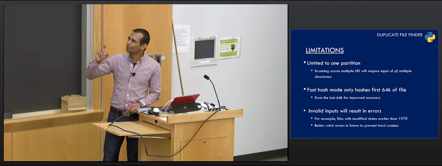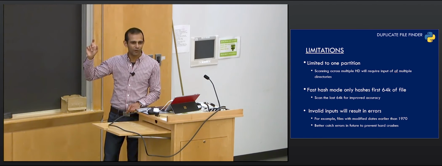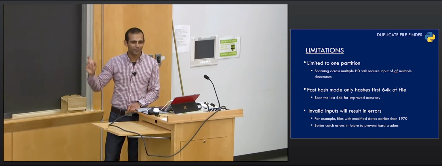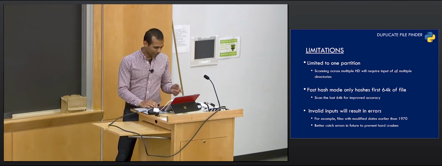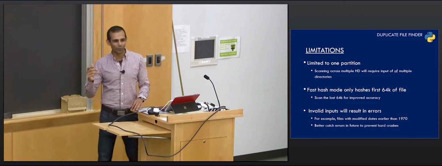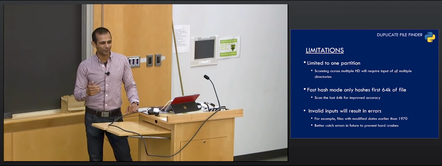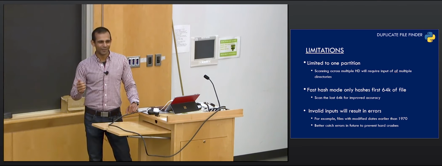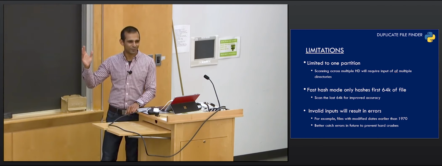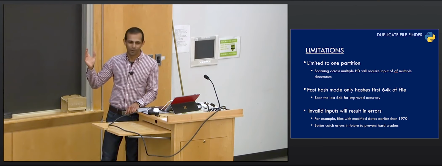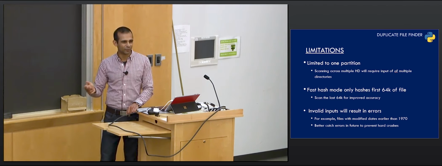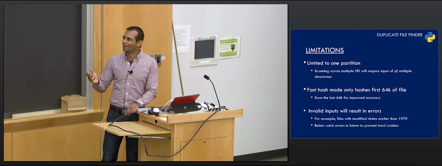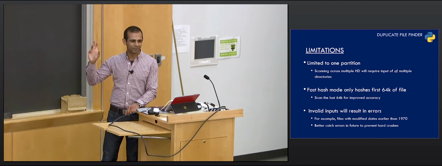Jeff did recommend hashing the last 64K of the file, which I tried to find the syntax for, but I couldn't find it. The other problem, as I mentioned earlier, is invalid inputs. Right now, the program doesn't catch and throw errors in a user-friendly manner. If you give it a date older than 1970, it's going to have a hard crash. And if you were to give a letter as a size, it's probably going to crash hard. Those are things I would probably improve in the future.